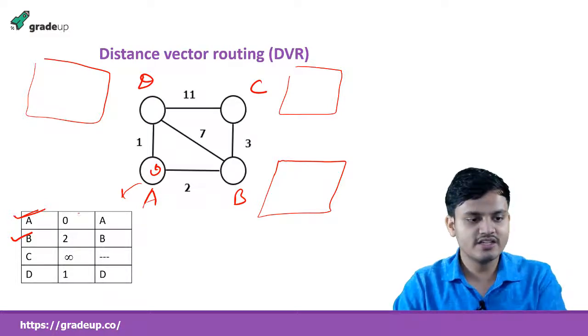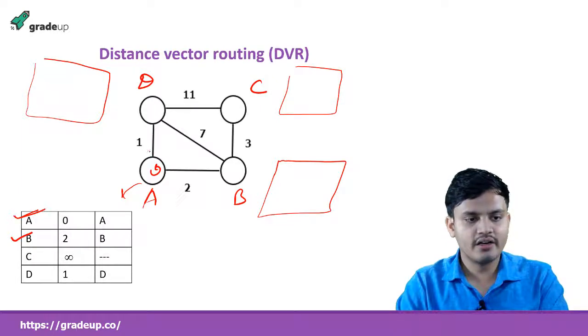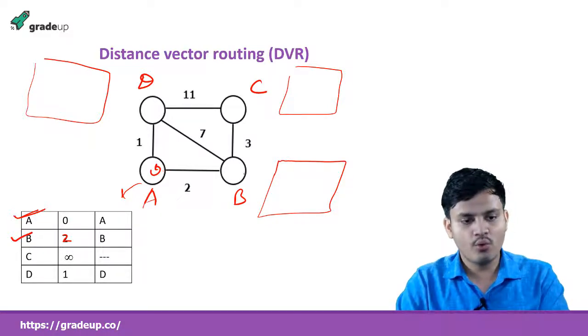When they are drawing this, they will only use local knowledge. Local knowledge means the links you are connected to. So it is directly connected, and it can see that this link has a cost of 2. So it can write 2 here. And how are you going? Through B. You are going to B through B. So that is the meaning.